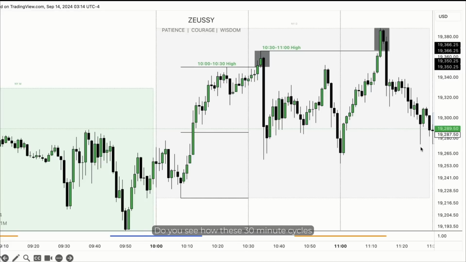Do you see how these 30-minute cycles were consistently being used as algorithmic reference points during the next time cycle? That is key information that you need to begin paying attention to, just like with the 90-minute cycles.